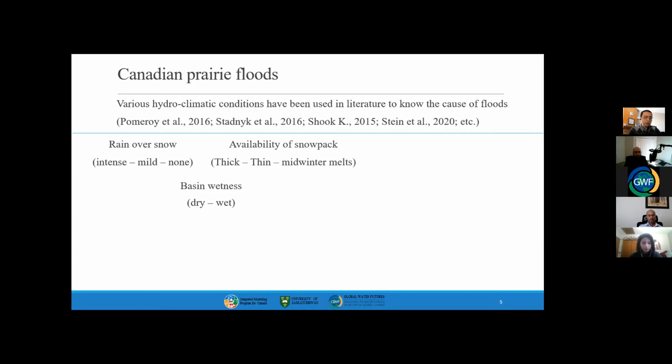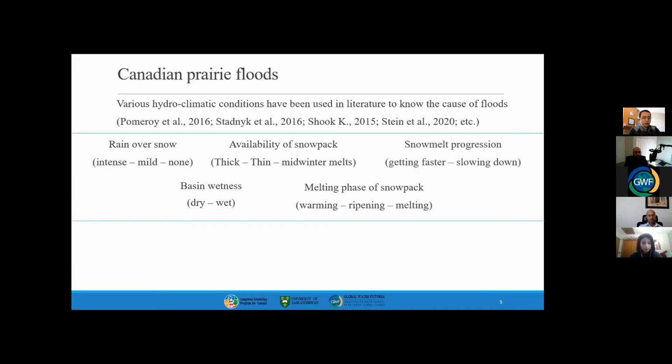The midwinter melts could also affect the soil moisture conditions and limit the infiltration of runoff during the flood generation process. Also, the state of the available snowpack in terms of being ready to melt and start contributing to generate spring runoff is an important aspect. And when the snowpack reaches its melting phase, it's important to consider its melting progression, which is controlled by the rate of change in the energy needed for melting.